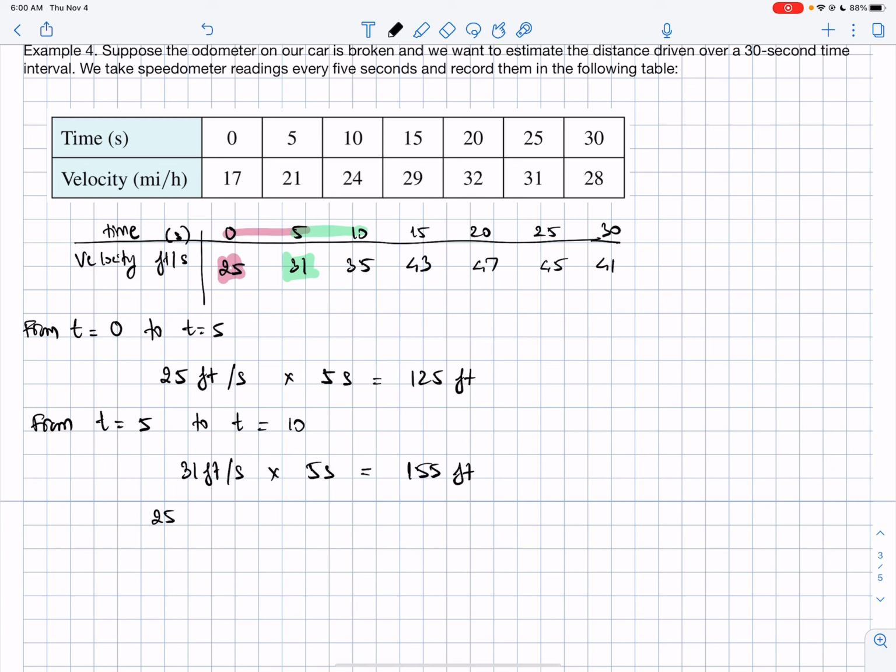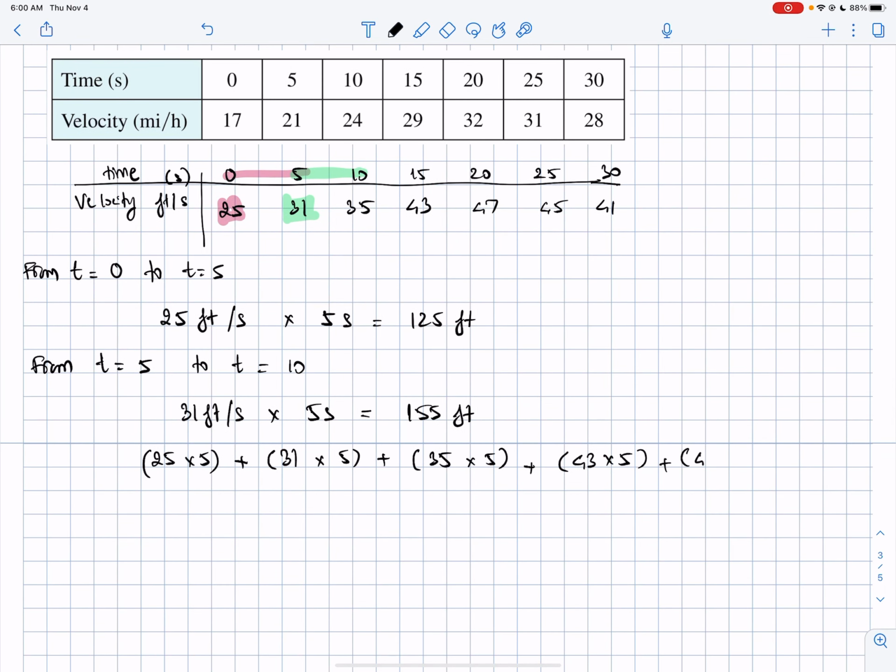So 25 times 5 plus the distance from 5 seconds to 10, which is 31 times 5, plus 35 times 5 plus 43 times 5 plus 47 times 5 plus 45 times 5. And this gives us the answer, which is 1130 feet.